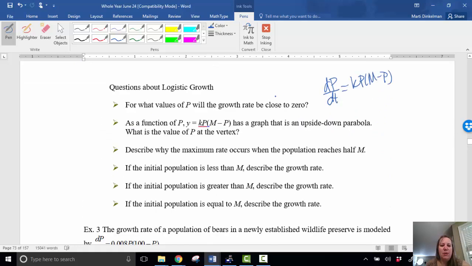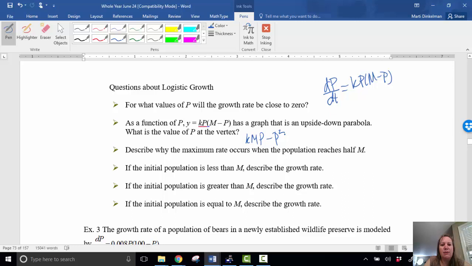Okay, so as a function, if we look at the differential equation, just assume it's its own function where P is the x value. It's an upside down parabola, and that's because if we simplify here, we're going to have kMP minus kP squared. Again, P is the variable there, and so it's an upside down parabola.